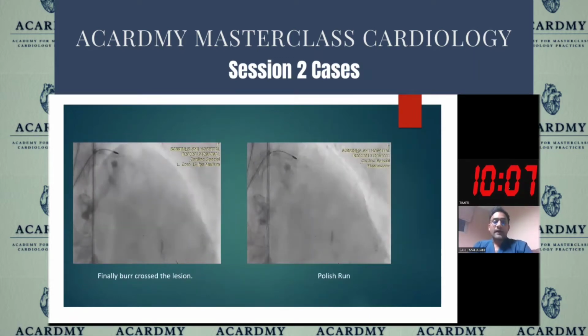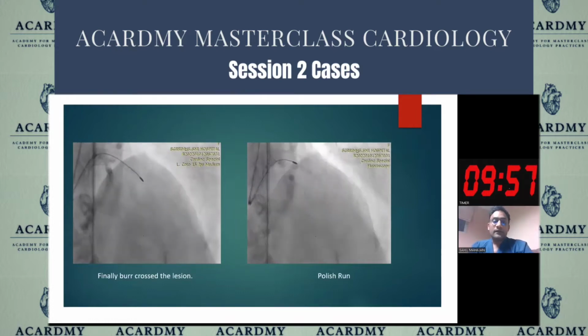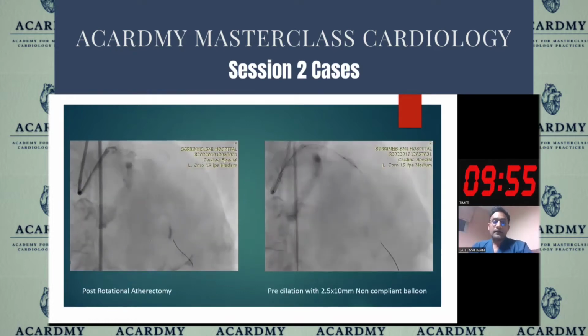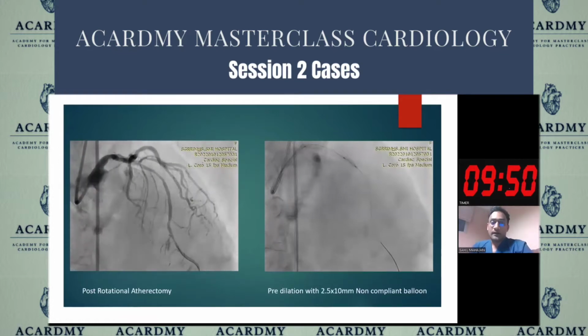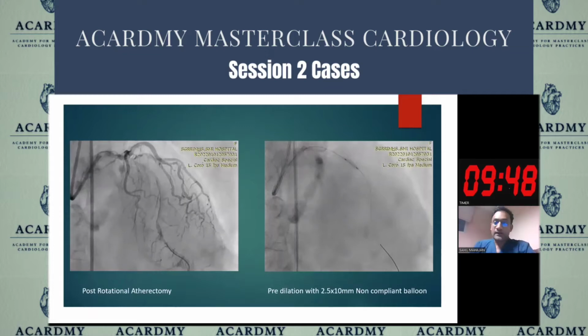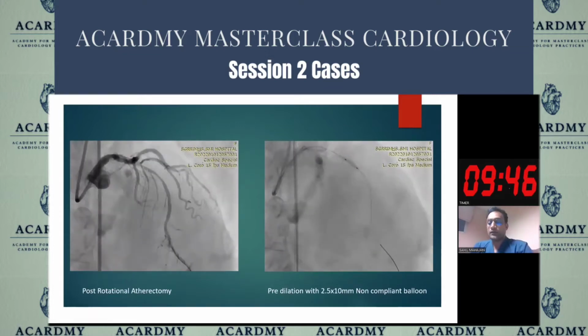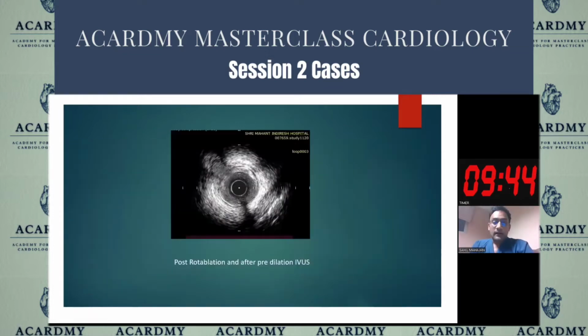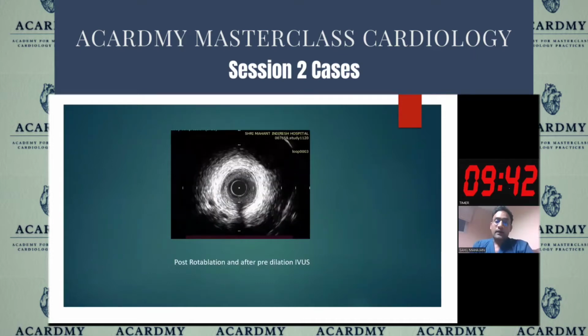Then finally the mid LAD lesion gave way and the burr crossed, and in the last we gave a final polish run. This is the angiogram immediately after the rotational atherectomy. Still, the mid LAD part was not adequately dilated, so we used an NC balloon 2.5 into 10 mm.